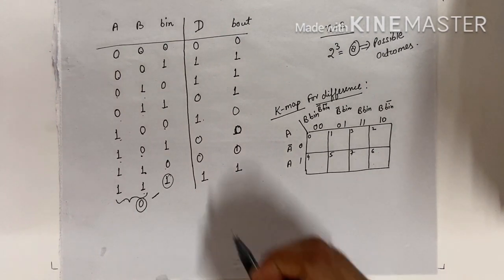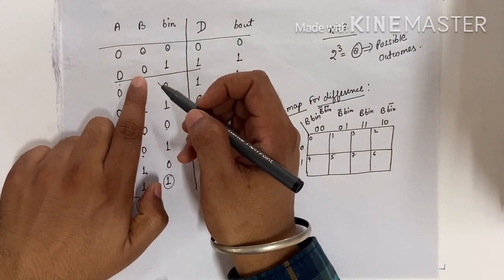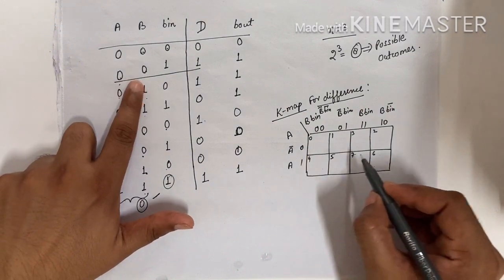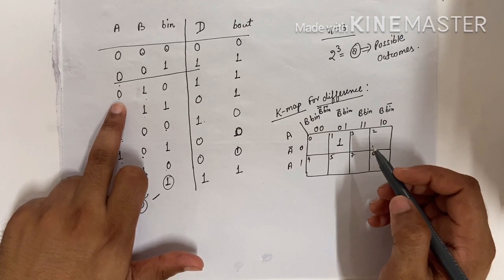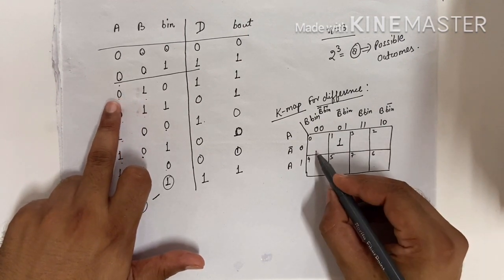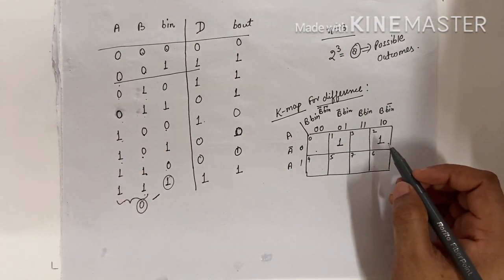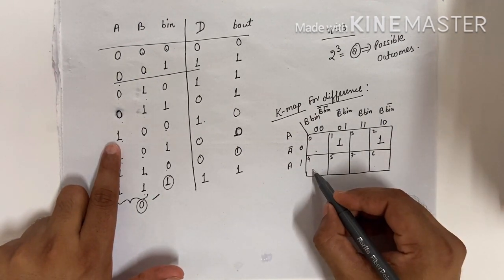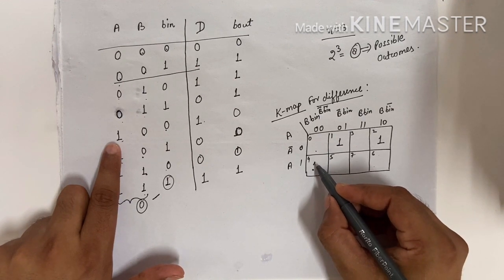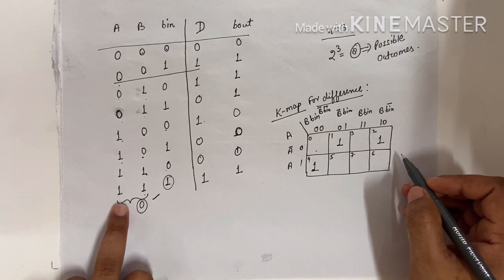Now you can see the difference is 1 in this condition. If A is 0 and B and B input is 01, so A is 0 in this row and 01 is this, you have to write 1 here. It is clear. Now if A is 0 and B and B input is 10, you have to put 1 here in the second cell. Now you can see difference. A is 1 in this, and B and B input is 00, you have to put 1 in this condition.